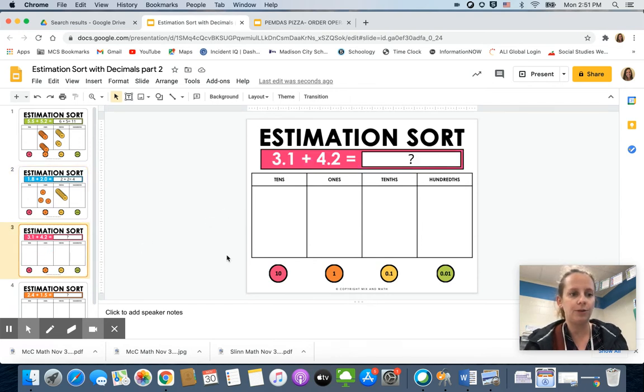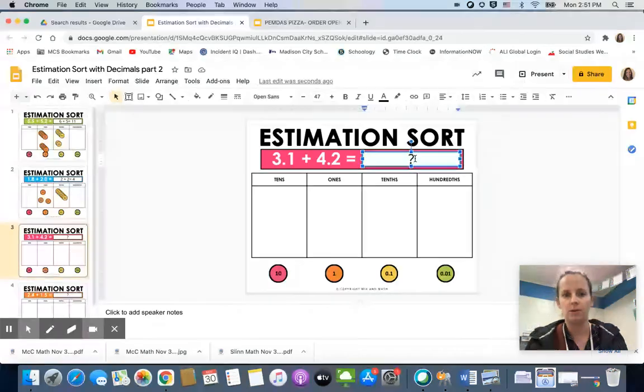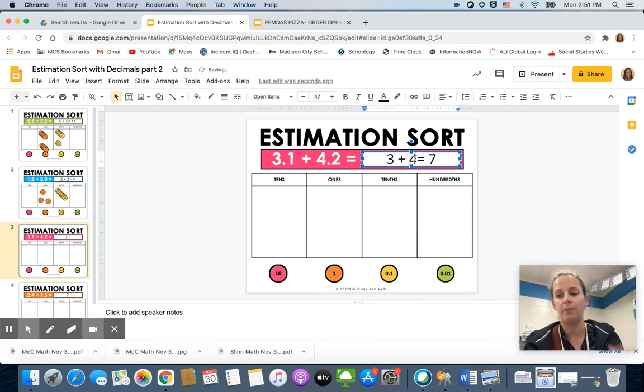Moving on, 3 1/10 plus 4 2/10. So we can round those. Let's just do 3 and 4. So our answer should be close to 7, and then build. That's all you have to do for this activity. Okay? Don't make it harder than it has to be.